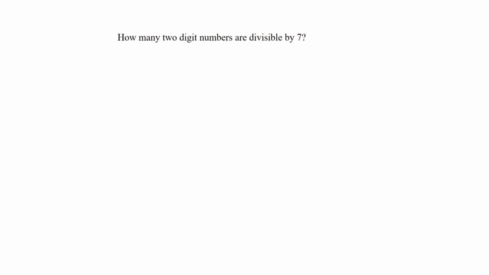Let us move to the next question. How many two-digit numbers are divisible by 7? First, if you start moving from the two-digit numbers, they start from 10, 11, 12, 13 and so on till the last two-digit number, which is 99. But this question is specifically asking for the two-digit numbers which are divisible by 7 only.